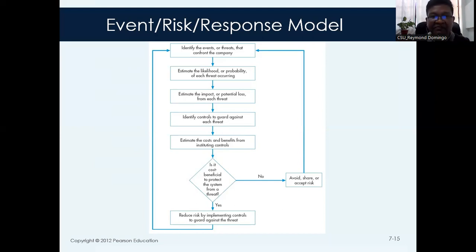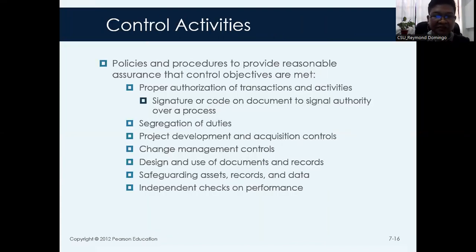We have to re-evaluate. Okay, we have to check ulit. Meron na naman bang bagong risk or threat na harapin natin? Okay? So paulit-ulit lang tayo doon. That is our cycle. Okay? Next, let's go to control activities. If we say control activities, those are policies and procedures to provide reasonable assurance that control objectives are met.